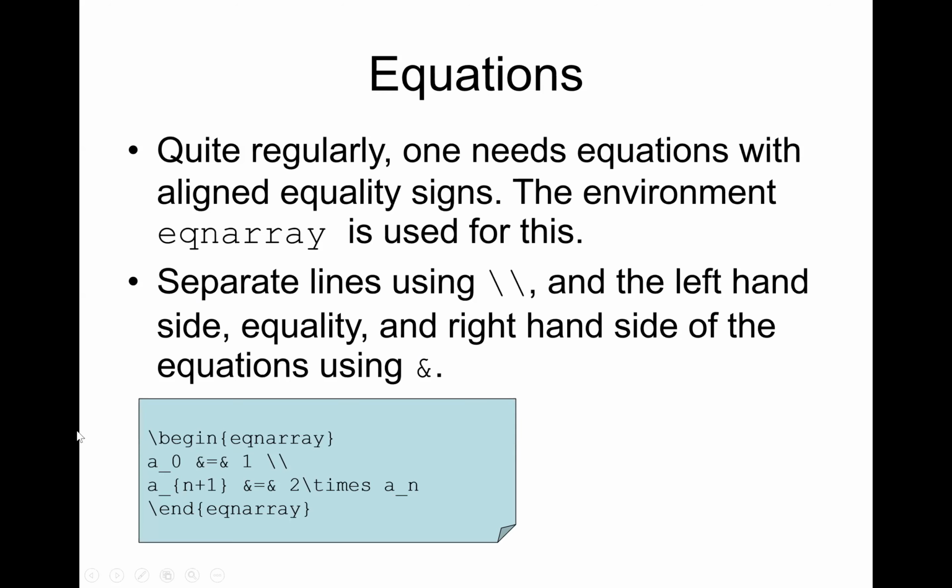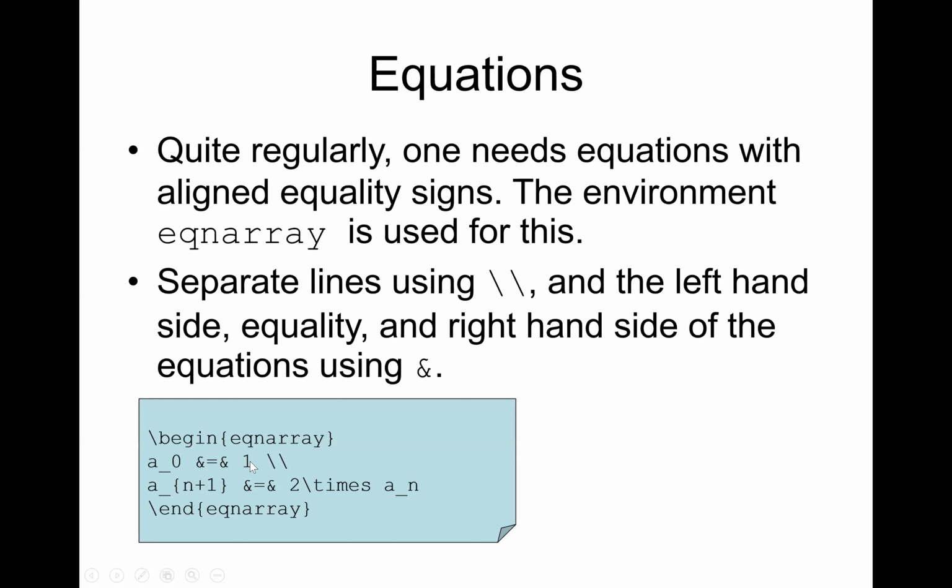So this is a special example. We have two equations. We want to align the equality sign to be on the same line, vertically. So this is how we go about it. A underscore 0 means a sub 0. The ampersand, the and sign, its name is ampersand. So ampersand before the equal to sign and ampersand after the equal to sign.